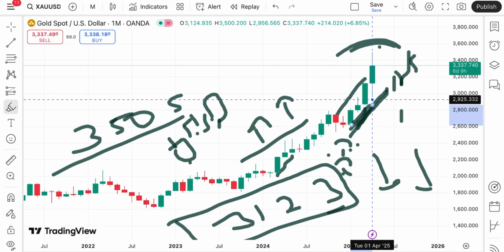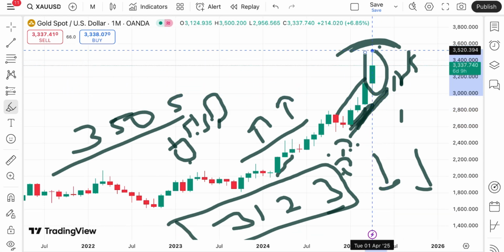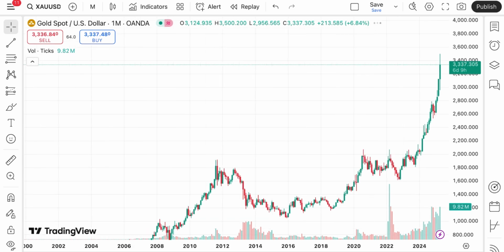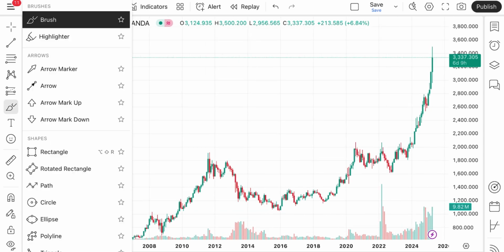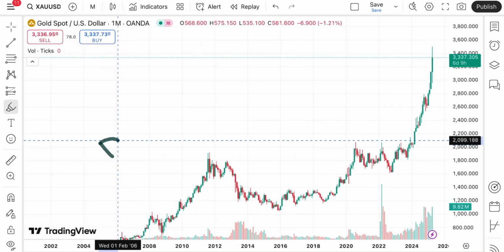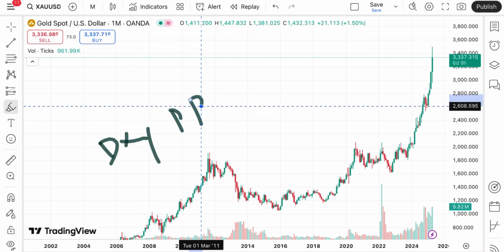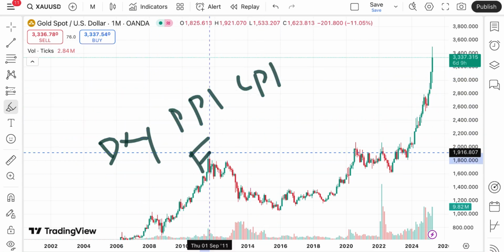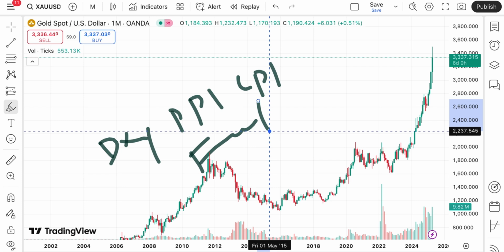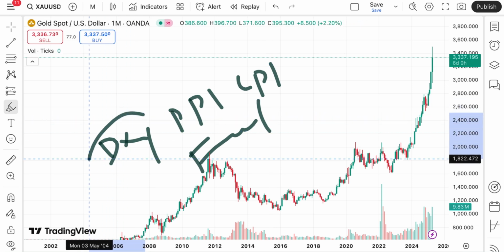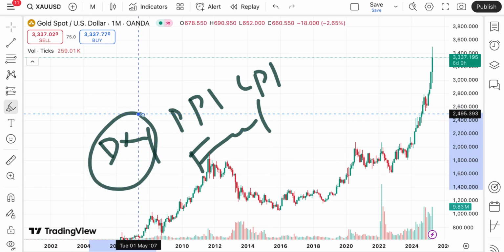At this particular level, what mostly matters is the dollar index, Fed, PPI and CPI data. Dollar index, PPI data, CPI data, Fed interest rate, all these factors are responsible for the gold movement. These are some of the factors. So let's discuss how the dollar index is moving.